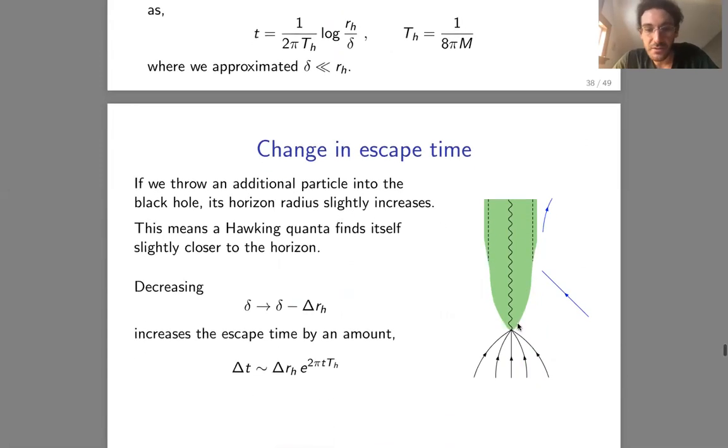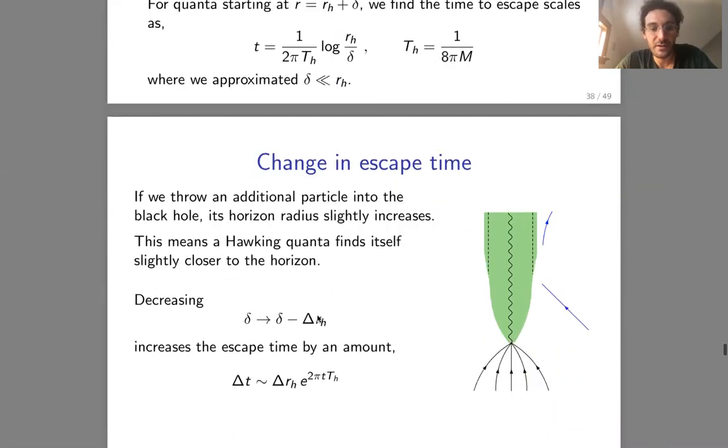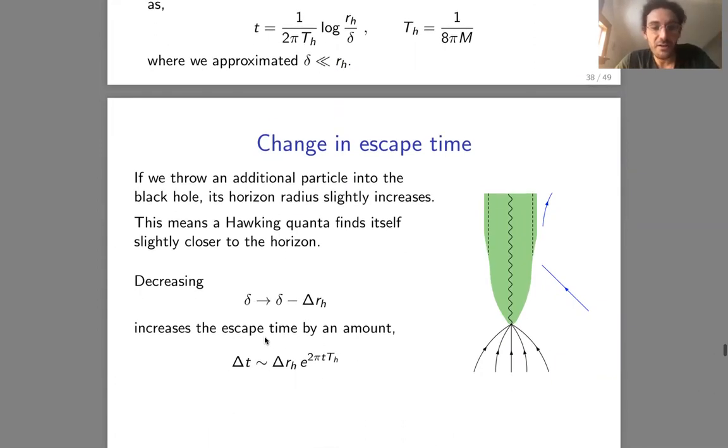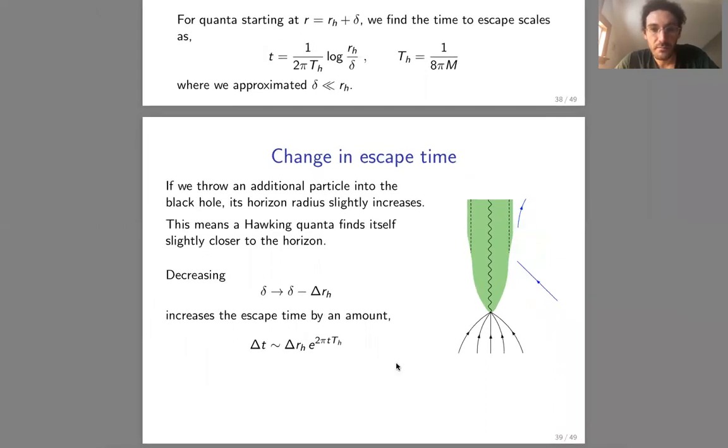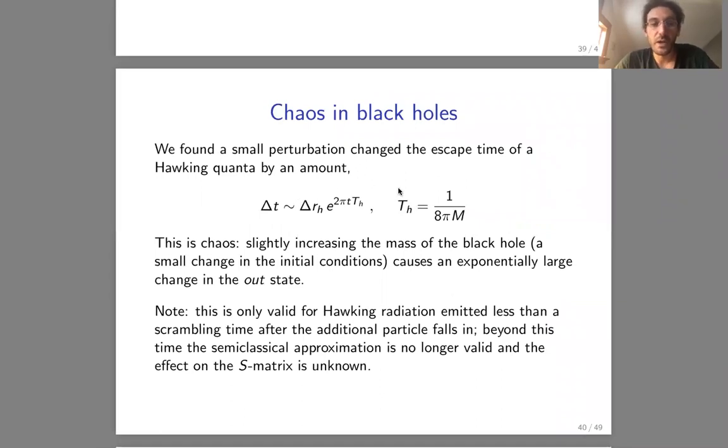Now, as we said, we throw the additional quanta in. This means these Hawking radiation quanta now find themselves slightly closer to the horizon. So in effect, we are decreasing delta. Here I was asking about quanta starting at rh plus delta. Now I decrease delta by the amount the horizon increased. And this increases the escape time by an exponential amount, which all comes from the fact that the escape time was a log of delta. So you exponentiate that and the change in the escape time goes like an exponential, e to the 2 pi times the temperature of the hole times t.